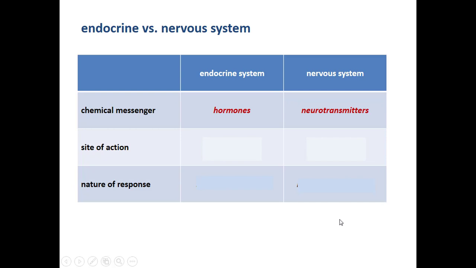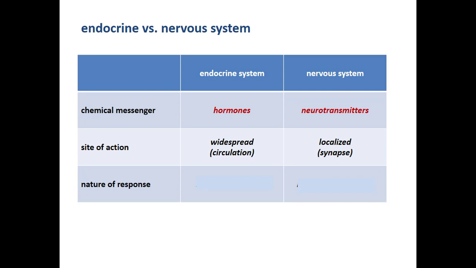The site of action for the nervous system is the synapse. It's very localized, whereas the site of action for the endocrine system is the circulatory system. Endocrine hormones, of course, are released into the blood, so they are very widespread in their distribution and they circulate to all the tissues of the body.